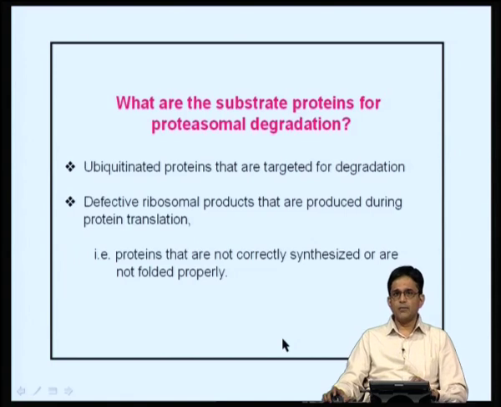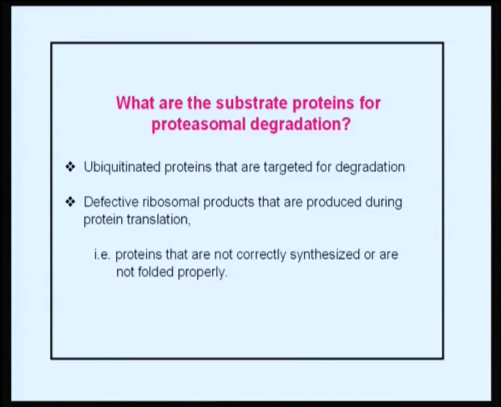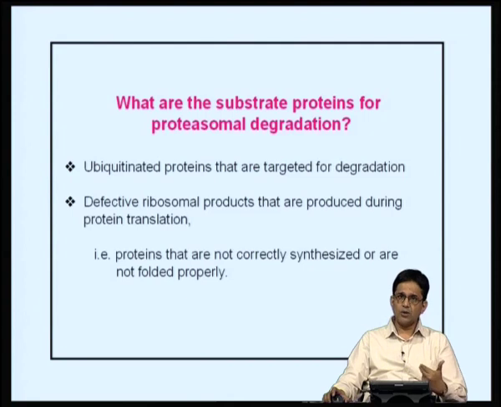Okay, so what are the substrate proteins for proteasomal degradation? The first is, as I mentioned, ubiquitinated proteins. That's part of the normal pathway. As for the cell biology method, if you want to target proteins for degradation, the proteins often get ubiquitinated. The other is, while proteins are being translated, you have products, proteins that are not properly formed, and those are defective ribosomal products, or DRIPs. These are destined for degradation, and again the proteasomes play an important role in this. So what often happens is the MHC molecules end up showing peptides that arise from DRIPs. So again, an important point.